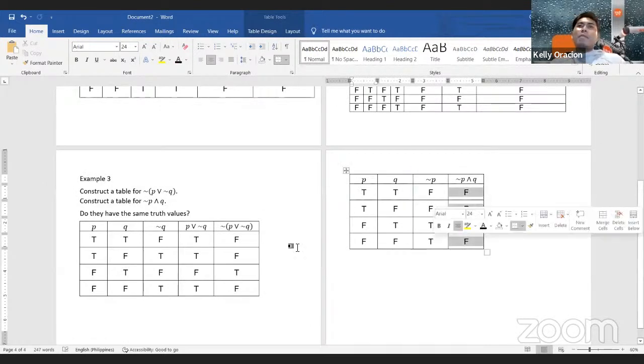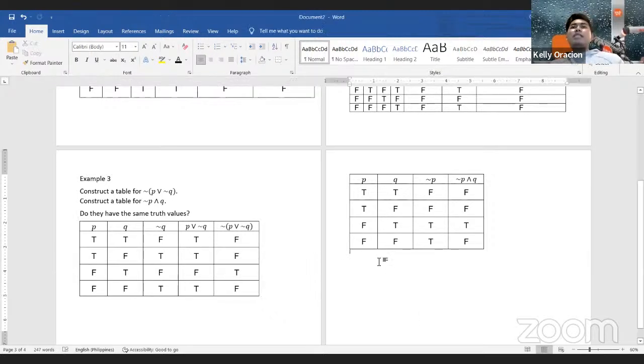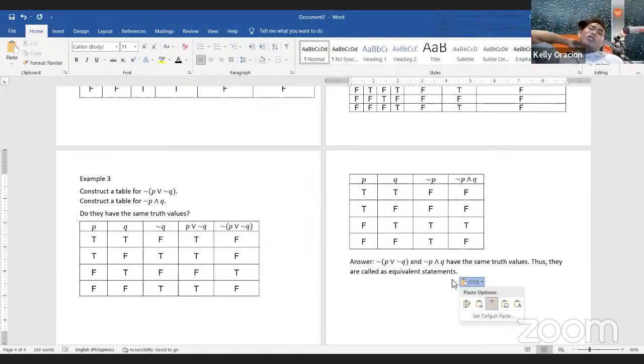Tingnan ninyo, parehas ba sila? Parehas ba silang truth values? Okay, that's correct. Parehas silang truth values. Again, parehas sila ng truth values. That means they are equivalent. Again, same sila ng truth values, so they are equivalent. And that's all about equivalent statements.